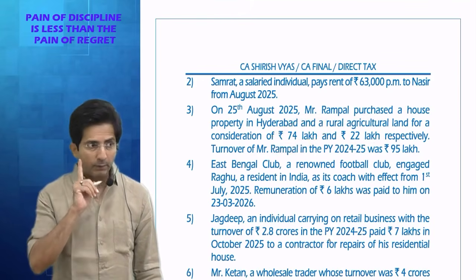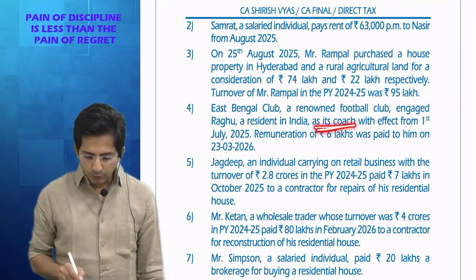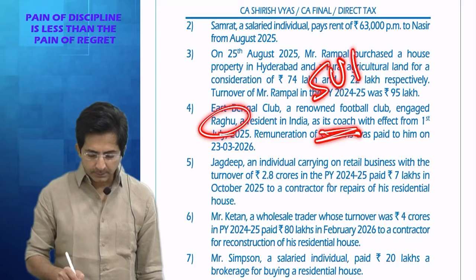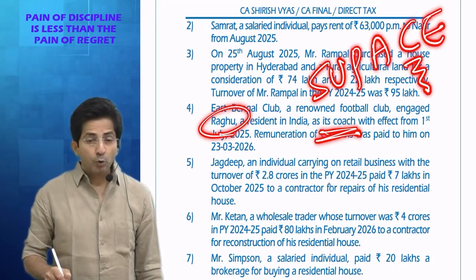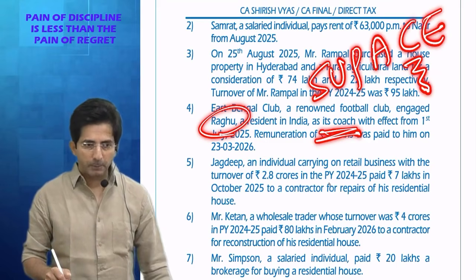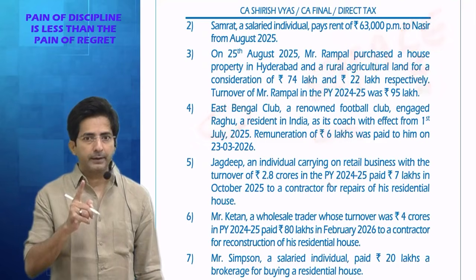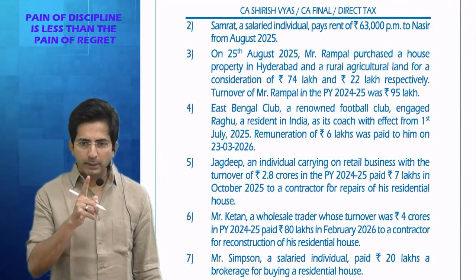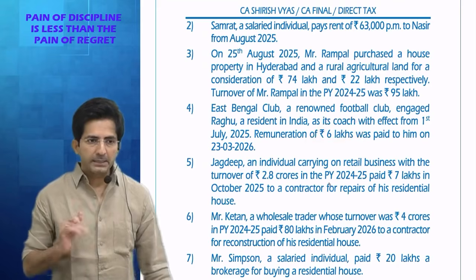You have to mention the rate of 1%. Then East Bengal Club, a renowned football club, engaged Mr. Raghu as a coach. See, for payment to a coach, you should remember SUPACE. Remember SUPACE? In SUPACE, there were 3 C's, coach, commentator, etc. These are called professionals for the purpose of TDS. And professional service TDS is under 194J, provided the threshold is more than 50,000. Here it is more than 50,000. So 194J shall be attracted.